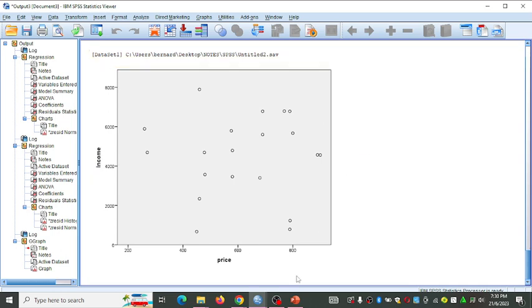From this scatter plot, you can tell that income and price are not linear. See there? The relationship is not linear at all, right? If the relationship is linear, we expect all these points to lie on a straight line or somehow close to a straight line. They form something that makes sense.